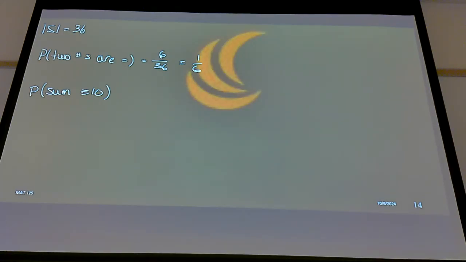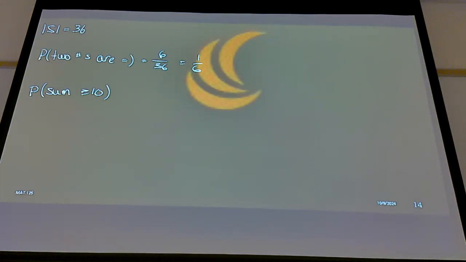All right. What about 11? You can get a 5 and a 6, which means you can also get a 6 and a 5. So that's now 5 outcomes. What about 12? 6 and 6, that's the only way. You can't roll anything larger than 12.